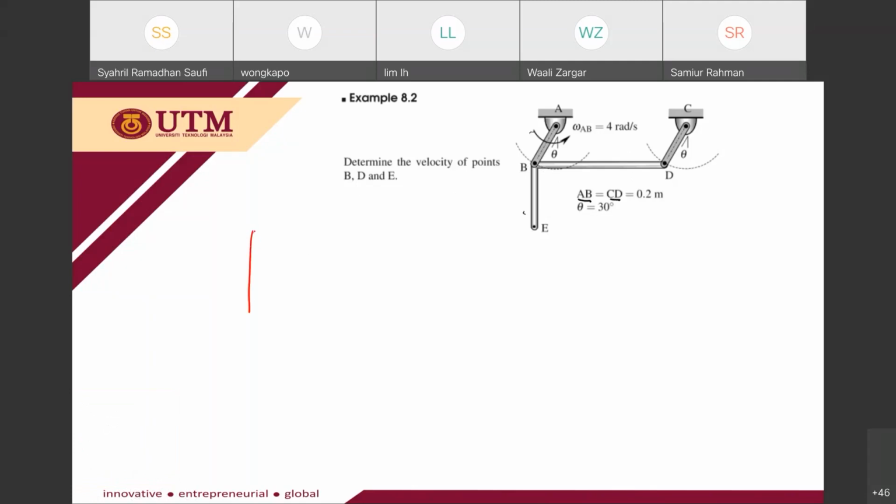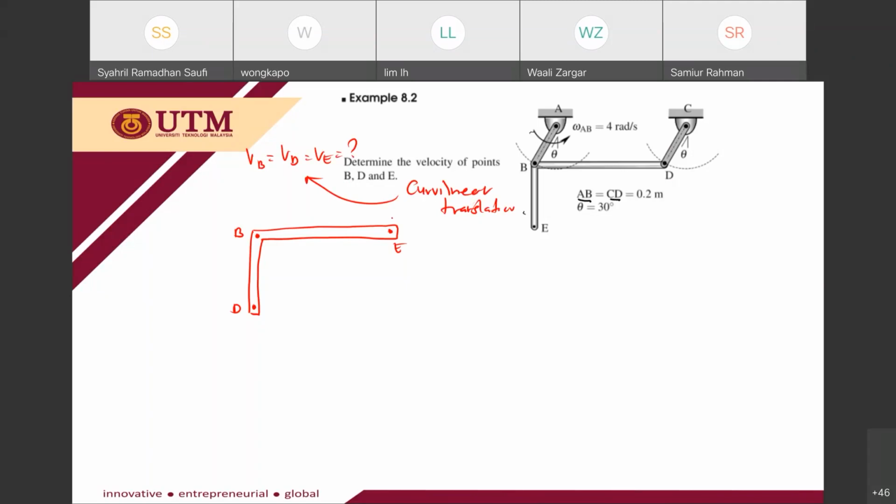Let's see, if I draw this L rod here. This one is B, this one is D, this one is E. So I need to determine VB, VD, VE. I know that B, D, and E move with curvilinear translation, and due to this curvilinear translation, VB equals VD equals VE.